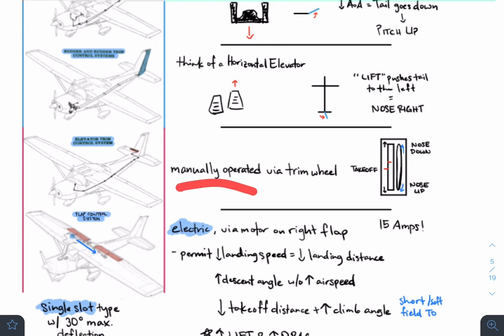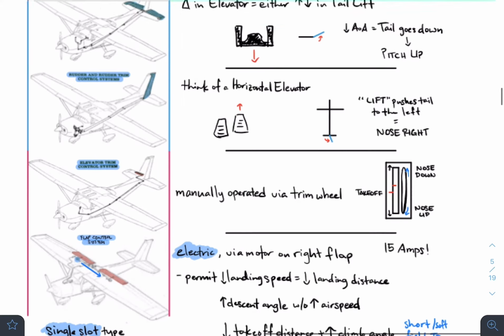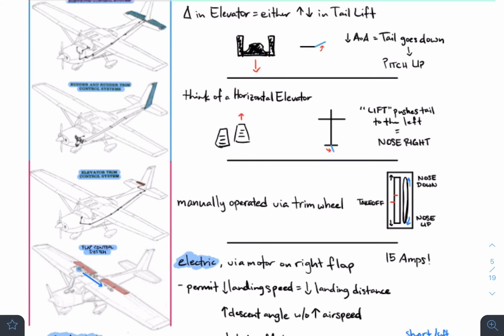And manually operated via what's called the trim wheel, which is going to be right between the two seats. Like we said, what it does is that it just maintains the pressure of the yoke. If I'm pulling the yoke a certain way with a certain amount of pressure in order to maintain my straight and level, what that does is that it relieves the amount of pressure I'm putting on my yoke. So this is the closest thing we really do have to an autopilot. And it works very simply.